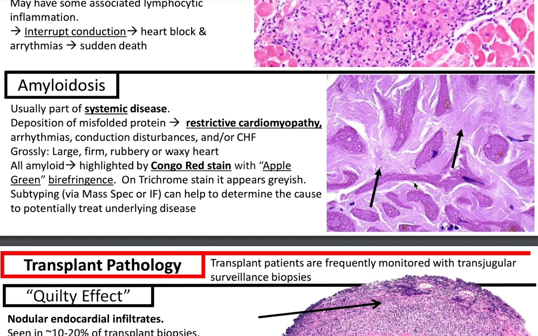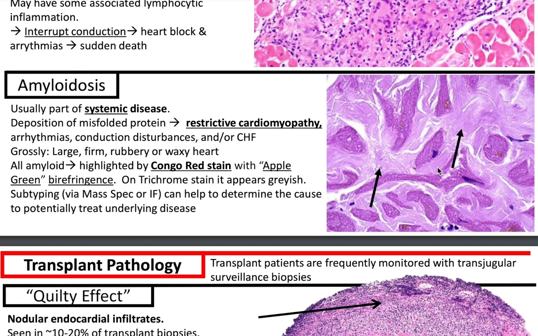Amyloidosis. This is usually part of a systemic disease. As a reminder, amyloidosis is the deposition of misfolded proteins, leading to restrictive cardiomyopathy, arrhythmias, conduction disturbances, and/or congestive heart failure. Grossly, you'll have a large, firm, rubbery, or waxy heart.